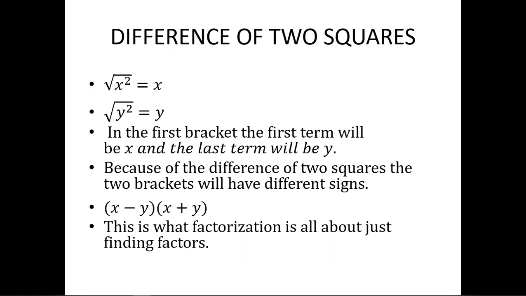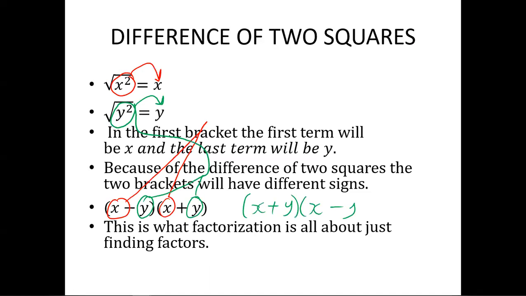Remember how I found these two? I took the first term, which was x squared. I found its square root and it gave me the x. For me to find these two, I took the last term, which was y squared. I found its square root and it gave me y. Then obviously the brackets will just have different signs. And I need to emphasize, just because I started with minus, you can start with plus by writing it as x plus y and x minus y. It's totally up to you, okay?